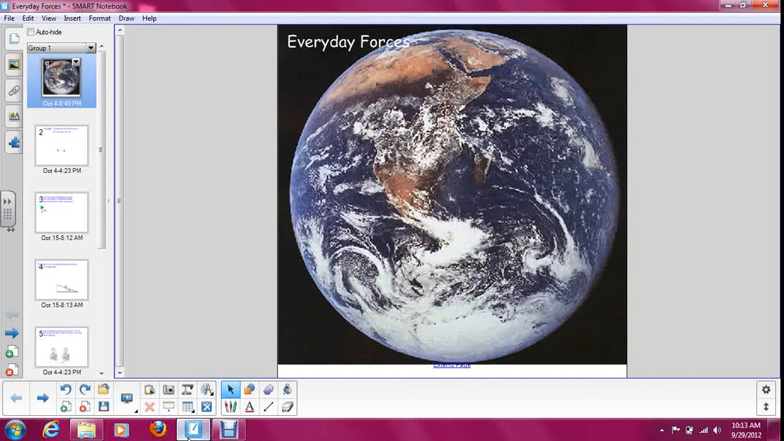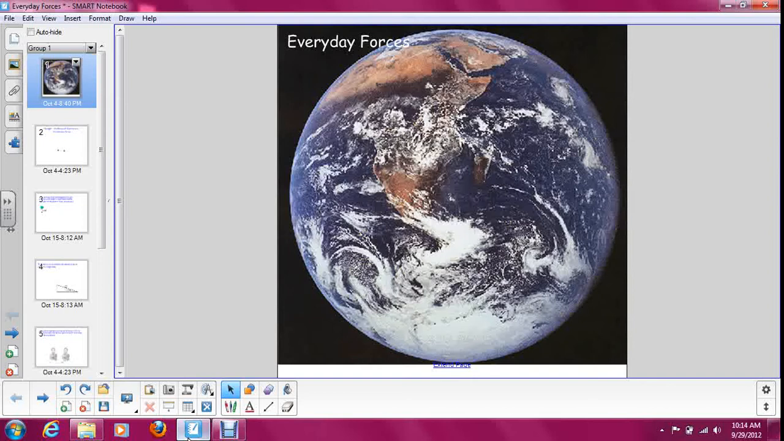So far we've talked about what a force is and Newton's 3 laws. Hopefully you remember Newton's 3 laws, but just as a recap, the first law is the law of inertia. An object in motion stays in motion with a constant velocity, and an object at rest stays at rest unless acted upon by an outside force. Newton's second law is F equals ma, and Newton's third law is the law that forces always come in pairs.